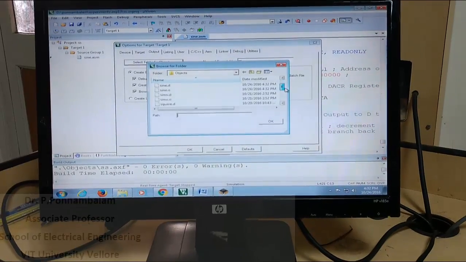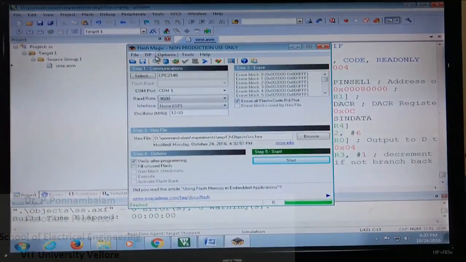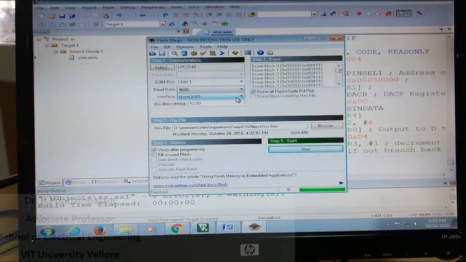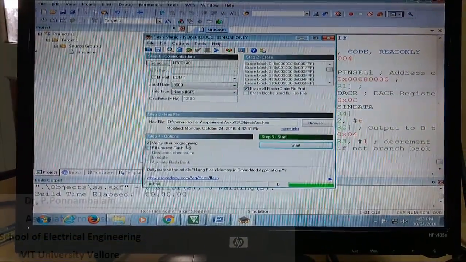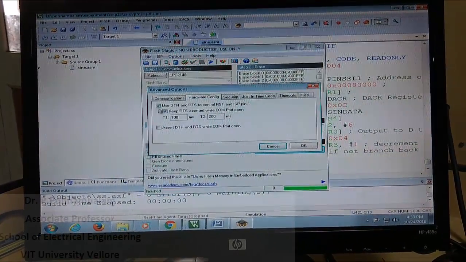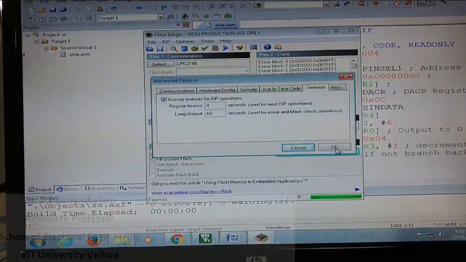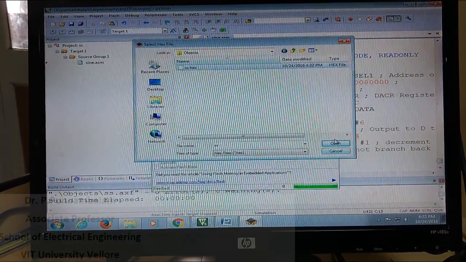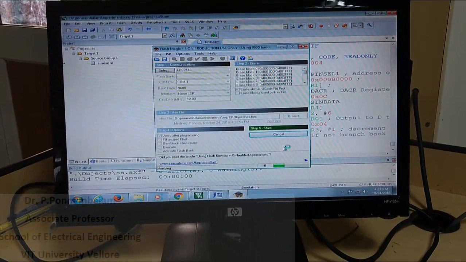So you can see ss.hex is created. This file I'll dump into the processor using Flash Magic. LPC2148 has to be selected, COM port COM1, baud rate 9600, interface none ISP, and oscillator 12 MHz frequency, and erase all flash and verify after programming you should check. Then options, advanced options, hardware config, you check these two buttons, and T1 and T2 should be 100 and 200 milliseconds respectively, and time modes also, you just check this one. Then I'll browse, and inside the folder objects ss.hex, click open, and I'll connect the RS232 board, and I'm clicking the start. So now you can see the code is getting dumped.